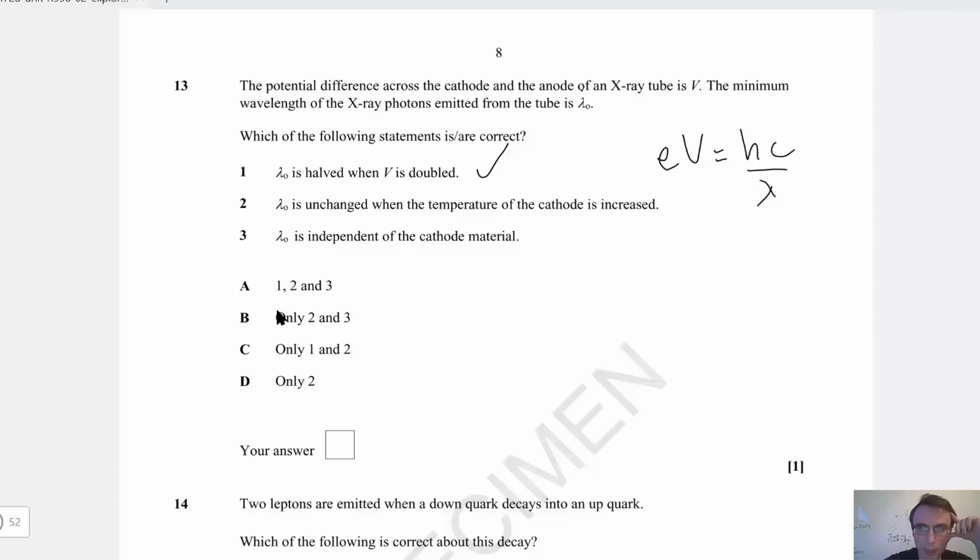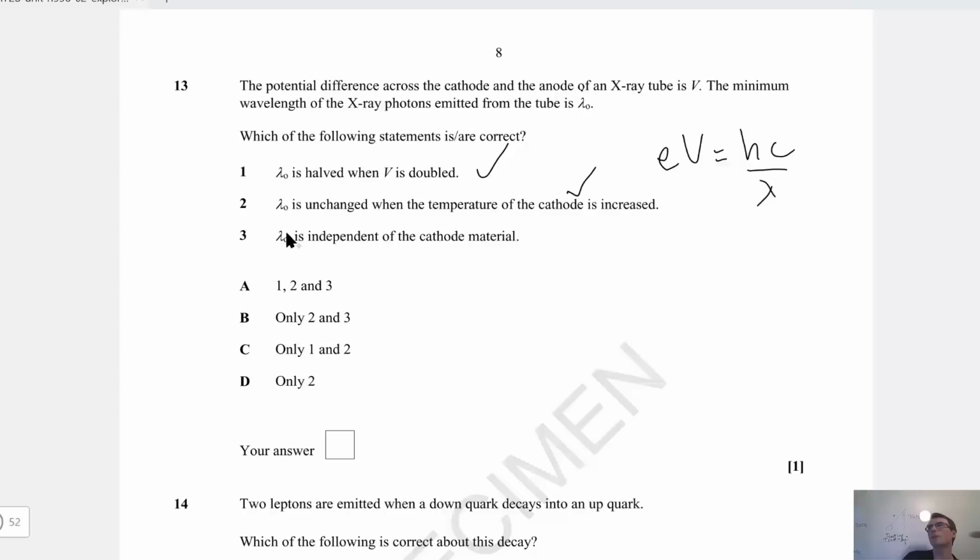Lambda naught is unchanged when the temperature of the cathode is increased. So I'm going to go with yes. The temperature of the cathode is heated up by voltage. I believe this is also a separate voltage actually. If you've worked with an X-ray tube, do let me know down in the comments. This question is a little bit confusing, but you typically don't have that high of a voltage to actually release the electrons, but the voltage is really the potential difference between the cathode and the anode when you connect them. That really accelerates the electrons to a really high speed.